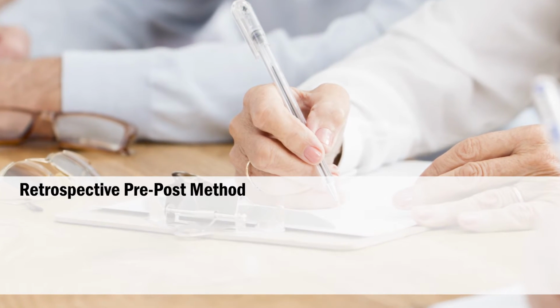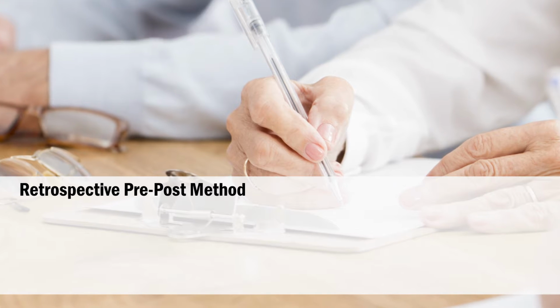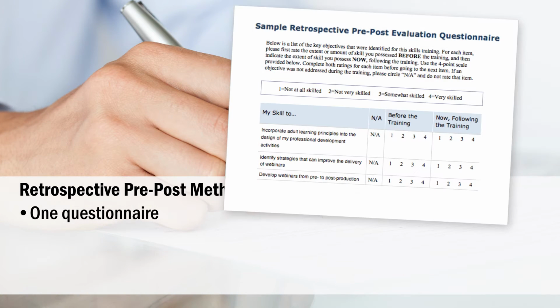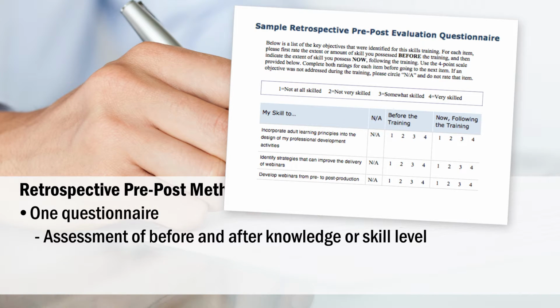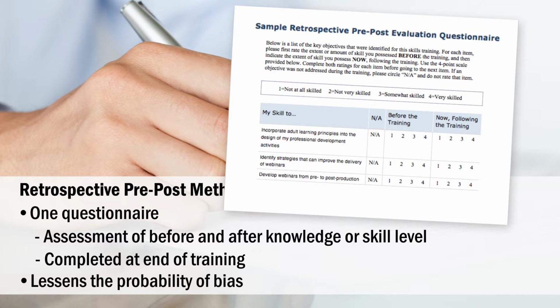A better method is the retrospective pre-post method. Participants complete a single questionnaire at the end of the training. They are asked to estimate, retrospectively, their knowledge or skill level before the training, and then to assess it now after the training. This lessens the probability of bias because the participants use the same frame of reference to answer both pre- and post questions.